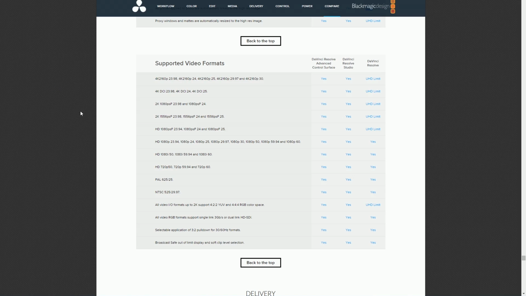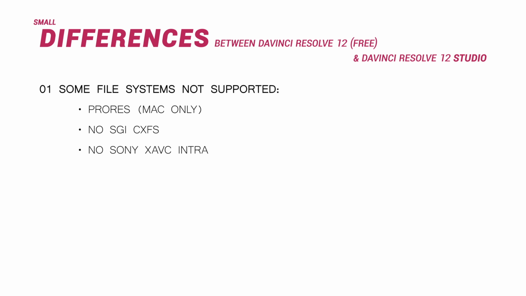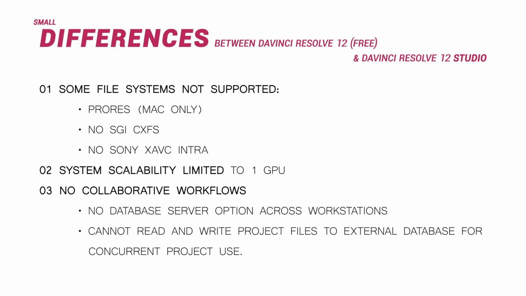There are a number of much smaller differences that are either really specific to advanced workflows or generally pretty negligible. For example, there are certain file systems that are not supported. Your system scalability will be limited to just one GPU, two if you're using a 2014 MacBook Pro. And perhaps on a bigger scale, collaborative workflows are not supported.